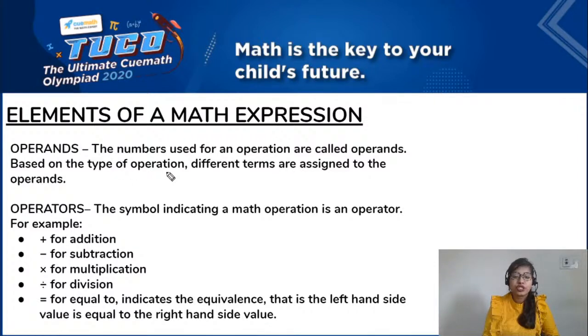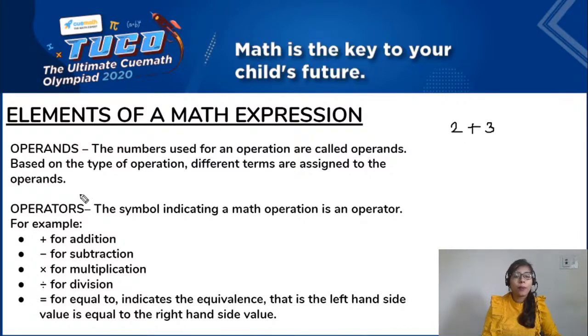Based on the type of operation, different terms are assigned to the operands. Okay, what does operand mean? Operand is the numbers or the set of values on which we are performing the operation. For example, let's say I am doing 2 plus 3. So what is 2 and 3? 2 and 3 are operands because we are performing the operation on these two numbers. So 2 and 3 become our operands.